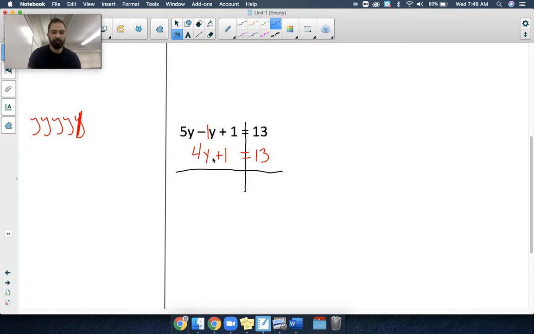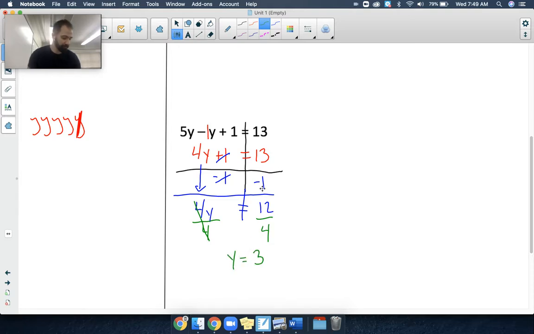I want to keep going. 4y has to stay the same so far. So what I'm going to do is I'm going to subtract 1 here and subtract 1 here. We're going to drop our 4y straight down. 1 minus 1 is 0, cancels out. 13 minus 1 is 12. And then we have our last step of getting rid of this 4 times y, just getting rid of the 4, so we divide by 4. Our 4's cancel and give us 1. We're left with y equals 12 divided by 4 is 3.